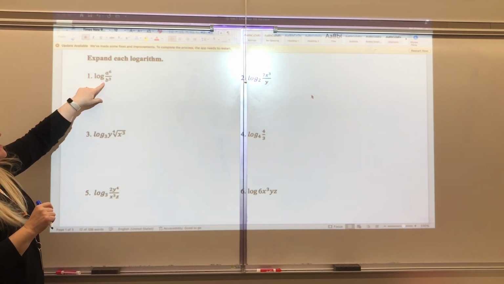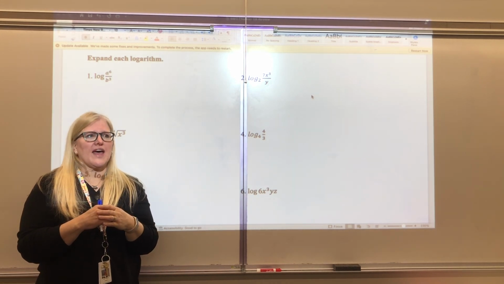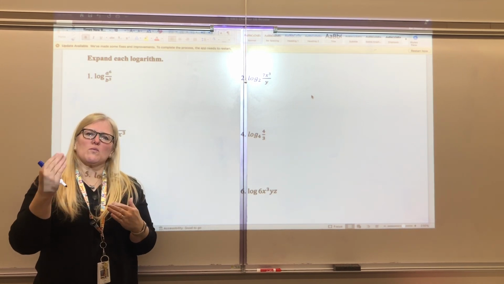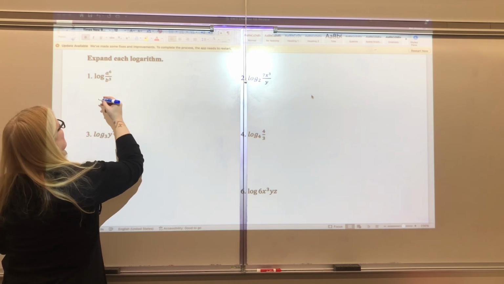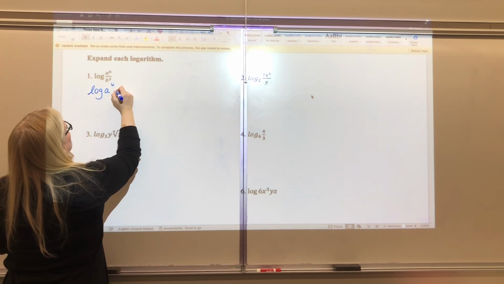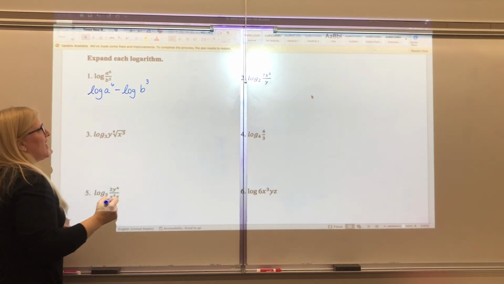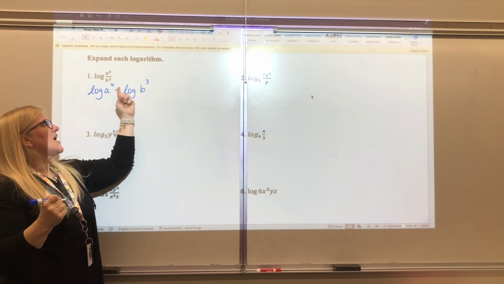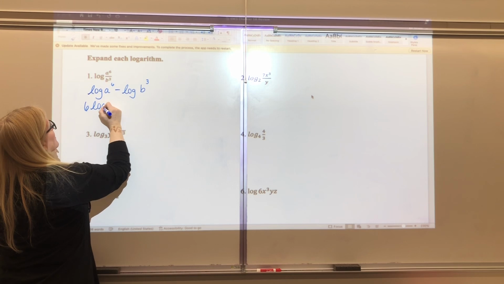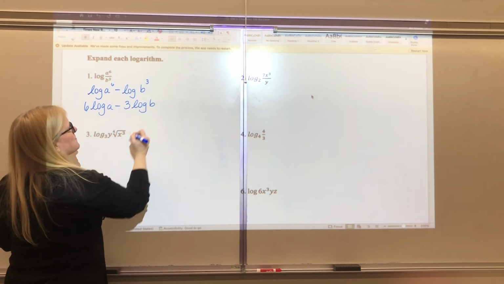Okay, so the first one, we're taking the log of something that's being divided. And remember that when we divide, we actually are going to subtract. So we have log a to the sixth minus log b to the third. And then we can take the exponents and put them down in front. So we have 6 log a minus 3 log b.